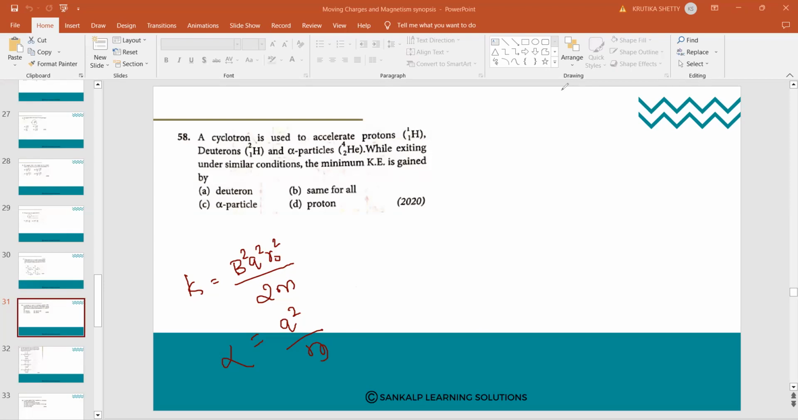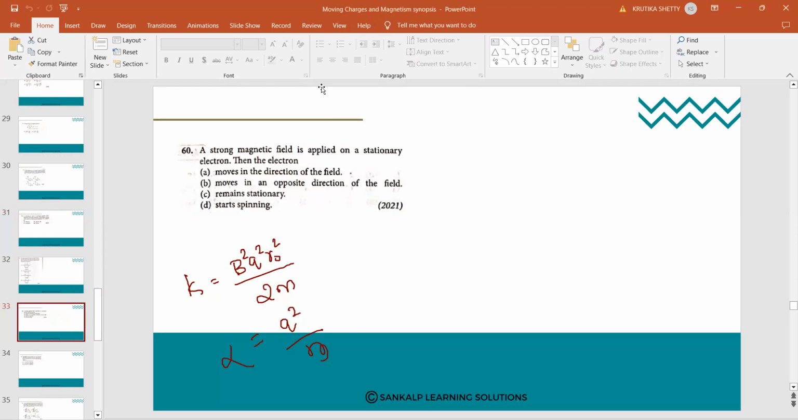Which is the answer? For minimum. Yes, students. So it is minimum for deuteron, okay? So option A is the correct answer. Then the last one question.